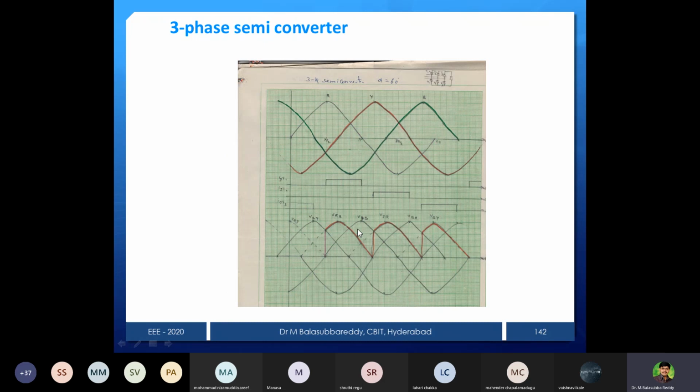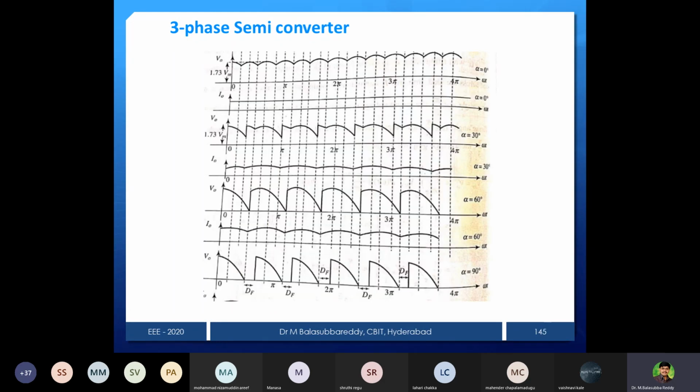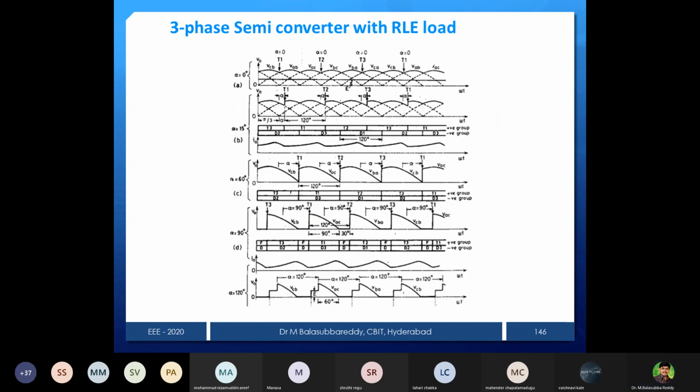But in exam, we don't require the graph sheet and all these things. You have to draw as lines and you can provide that. And these are different values of alpha, 90 degrees, and then this is 120 degrees. This is just as the textbook also mentions, but if you draw directly like this, they may reduce the marks. And this is for the RLE load. In the E load case, I told, instead of getting 0 at that instant, you will get some magnitude of voltage, whatever voltage you are going to provide.